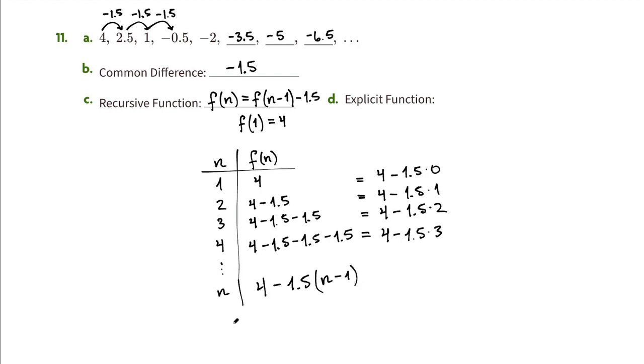Now I've got a formula. That is my explicit equation. F of n equals 4 minus 1.5 times n minus 1.